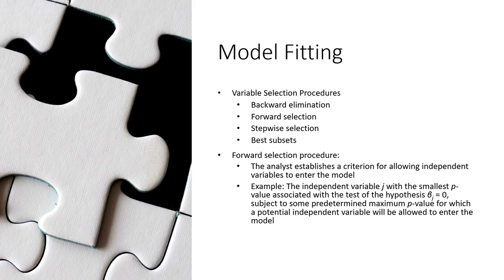And so the first thing that we're going to look at is our forward selection procedure. So we have an analyst that establishes a criterion for allowing independent variables to enter the model. And so we have an example where the independent variable j with the smallest p-value associated with the test of the hypothesis of beta sub j equals 0, subject to some predetermined maximum p-value for which a potential independent variable will be allowed to enter our model.